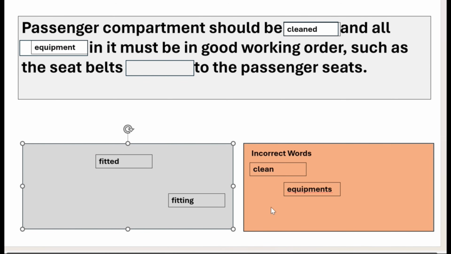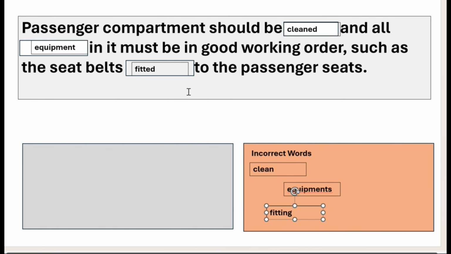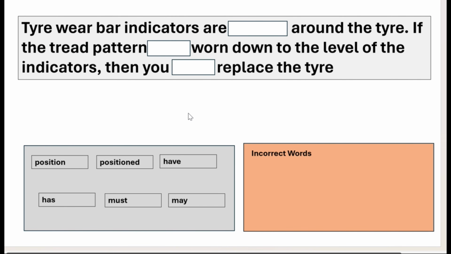The next one is obviously fitted or fitting, such as seat belts fitted to the passenger seat or fitting to the passenger seat. There is no preposition before it, so you need to know it will be fitted, because the seat belts are already fitted. Fitting means it's continuing, and this is not a continuous thing. It's already there. So it should be fitted. Let's put it there. Okay, let's go for the next one.